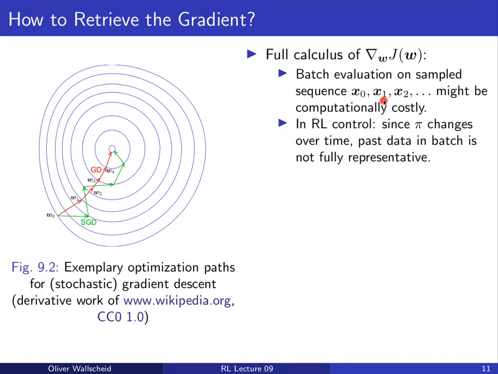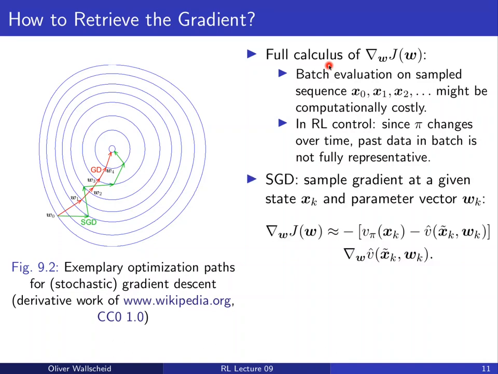And also, we would have to wait until that entire state sequence, for example in an episodic task, has been obtained. And this is of course contributing to learning delays. And also, if you think one step further, if we want to apply prediction as part of the control task in the GPI context, then our policy pi is changing over time when we perform a policy improvement step. Therefore that full calculus of the gradient of J in the batch sense might not be fully representative anymore of the policy pi, because we have changed policy pi over time.